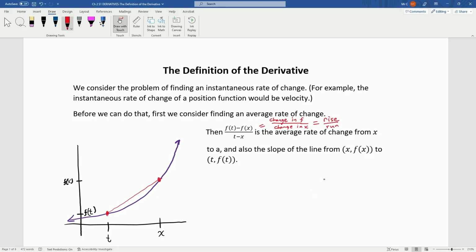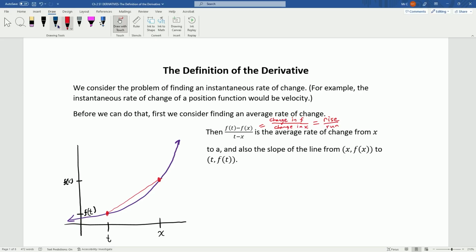So that tells us something very interesting here, that the slope of this line between the 2 points on the graph is the average rate of change. The slope of the line is the average rate of change for the function over that time period.